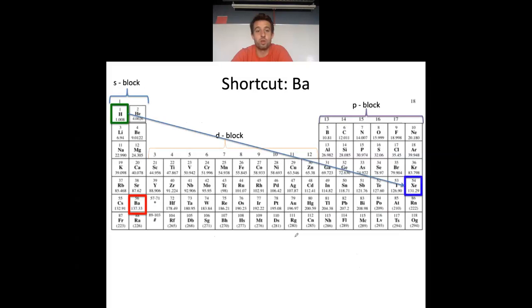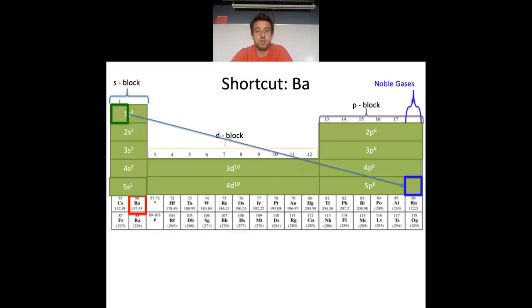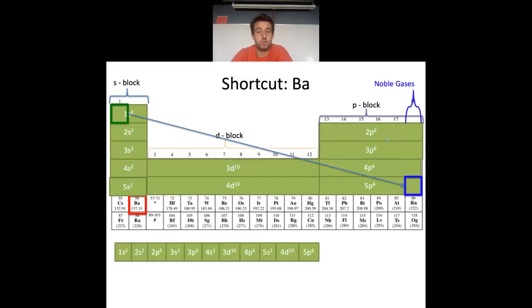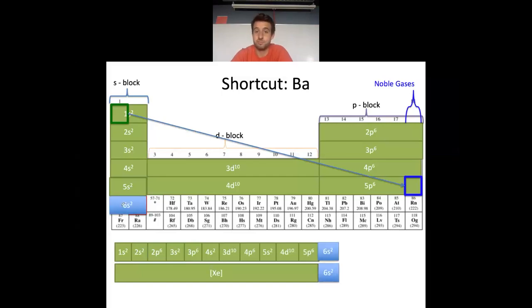Here it is with barium as well. Again, same thing. We're going to go to the closest noble gas, which is xenon, 54 versus 56. It's the closest, smaller noble gas. And then we're going to just say all of this stuff over here. We don't have to write that down. So instead, we're just going to write down Xe. And then the only thing we have to add in this case is our 6s2. Kind of nice that we only have to write down bracket Xe and bracket 6s2. Kind of fun.